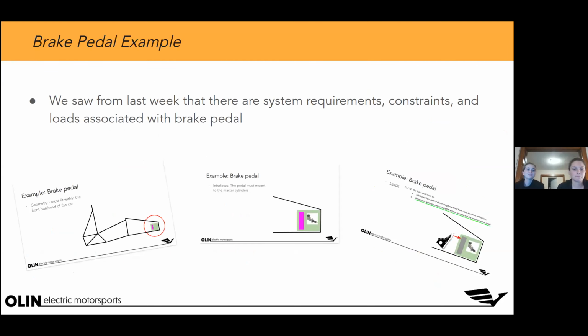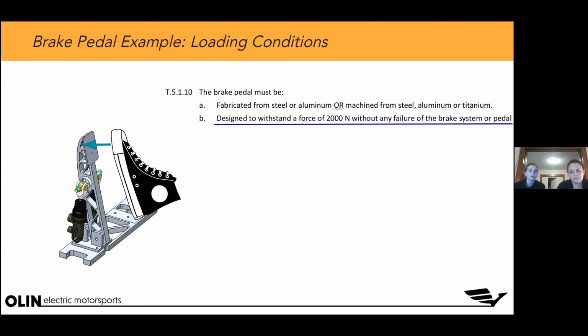Okay, so last week we looked at the brake pedal example, and we saw there's a lot of system requirements associated with it. There's some constraints and there's some load conditions associated with it. So we're gonna take a deeper dive with it, and we're gonna be following this example for this whole presentation. So as we saw from the rules, you need to have a brake pedal that is designed to withstand a force of 2,000 Newton without any failure.